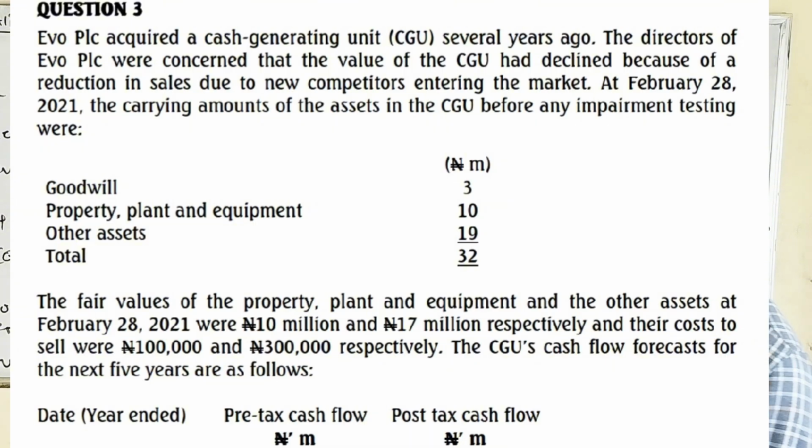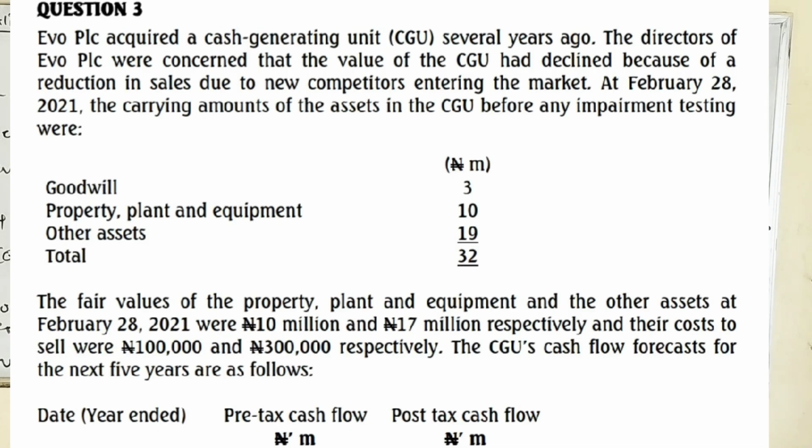At February 28, 2021, the carrying amount of the assets in the cash generating unit before any impairment testing were: goodwill 3 million, property, plant and equipment 10 million, then other assets 19 million, a total of 32 million. Now the fair value of the property, plant and equipment and other assets at February 28, 2021 were 10 million and 17 million respectively, and their costs to sell were 100,000 and 300,000 respectively.